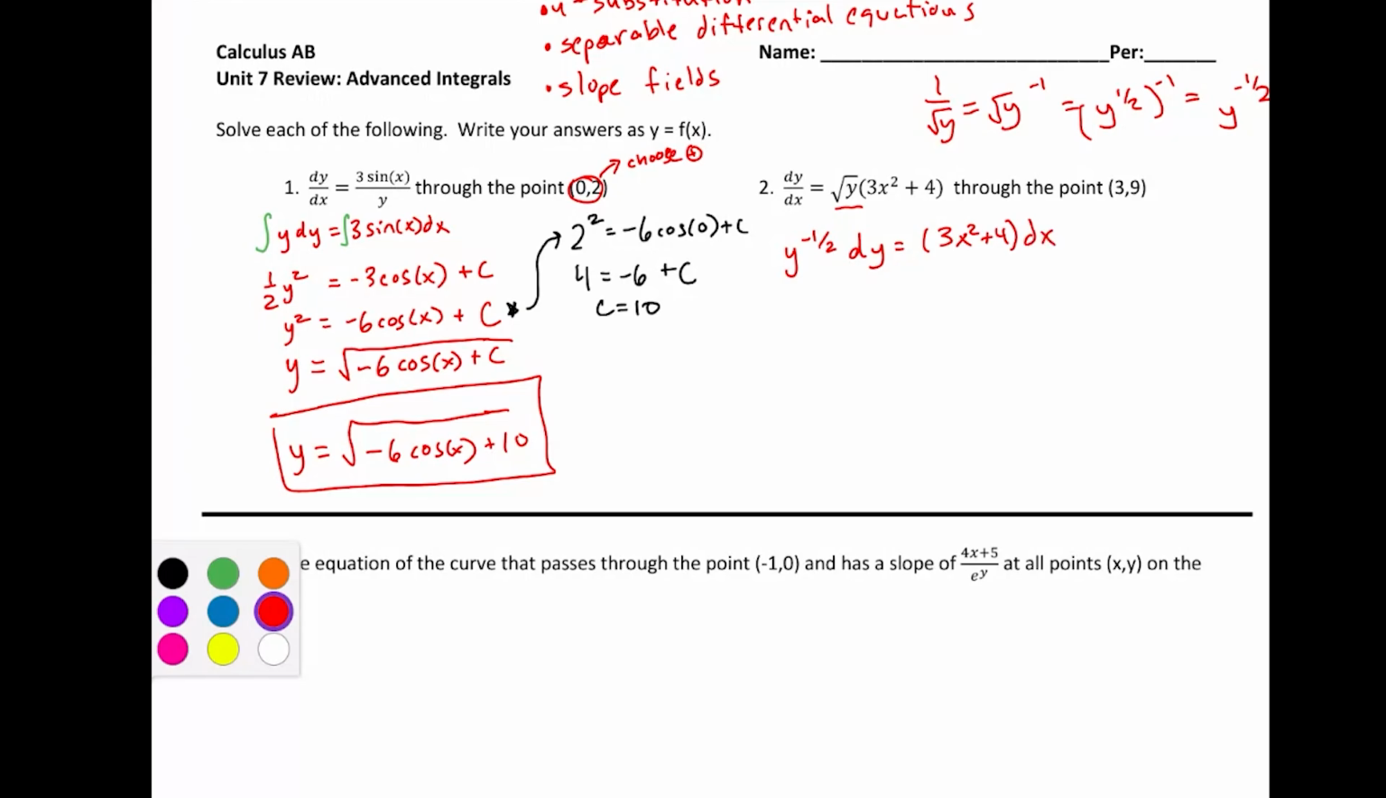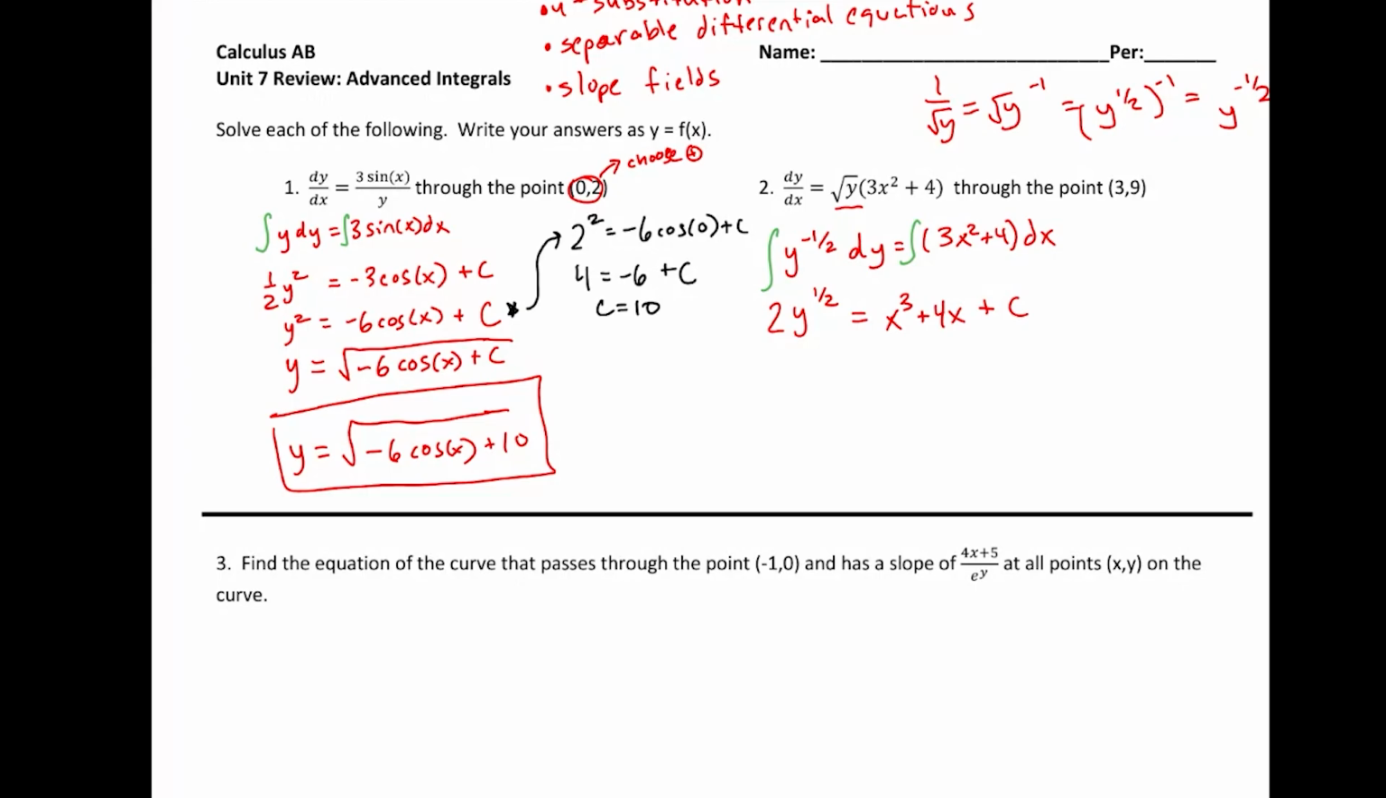Now I'm going to integrate both sides, and I can just use the anti-power rule on both sides here. So increasing that negative 1/2 by 1 brings that exponent to be 1/2, and I do need to divide that by 1/2. And dividing this by 1/2 is equivalent to multiplying by 2. So we've got 2y to the 1/2, 2 times the square root of y, equals x cubed plus 4x, and then, of course, the plus c.